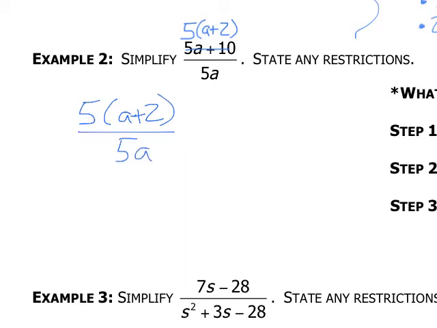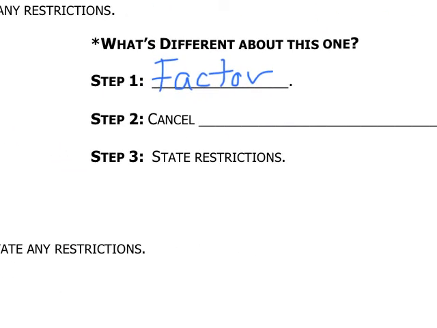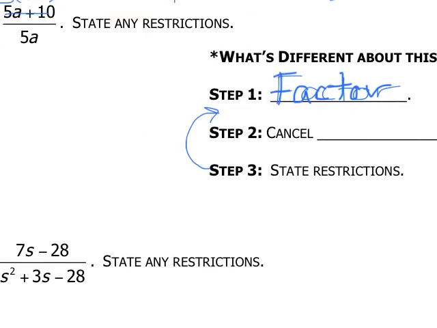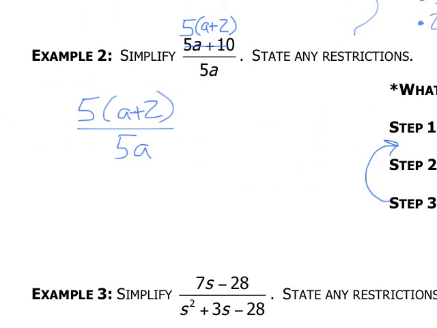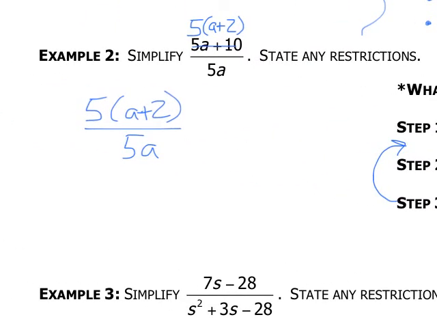At this point we need to come over here, and I actually need to amend the steps because I forgot to change it. So step one is factor. Step two would be state restrictions. And at this point, we need to pause because you're probably asking, well, what are restrictions? We've never really looked at something like that before.